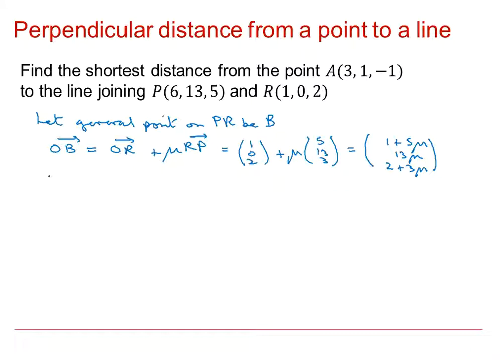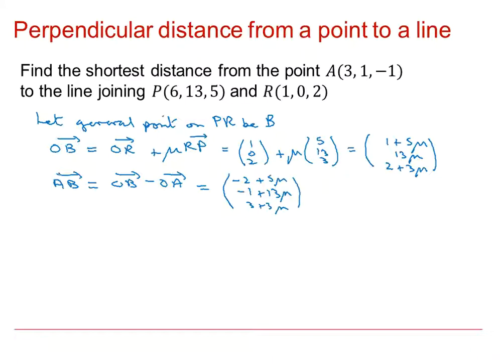So now we need to find the displacement vector from A to B. So that's going to be the position of B minus the position of A. The position of B we've just found, and the position of A is given in the question. So the displacement vector from A to B will be (minus 2 plus 5 mu, 1 plus 13 mu, 3 plus 3 mu). Now this is the really important bit.